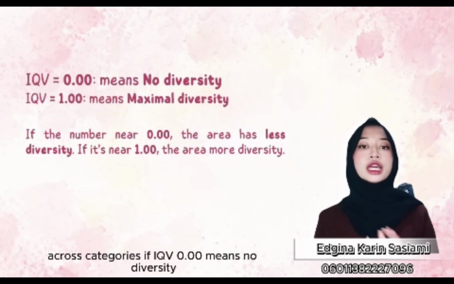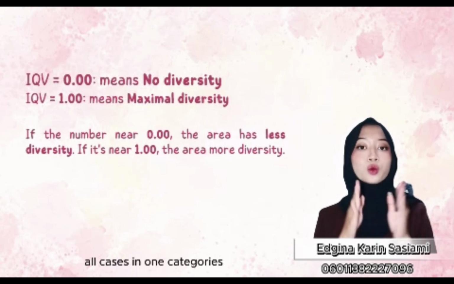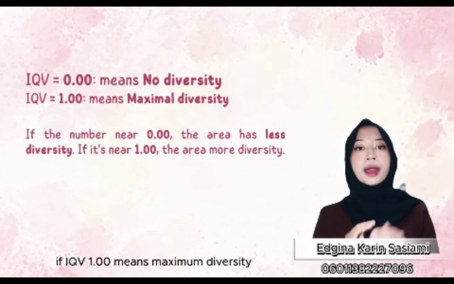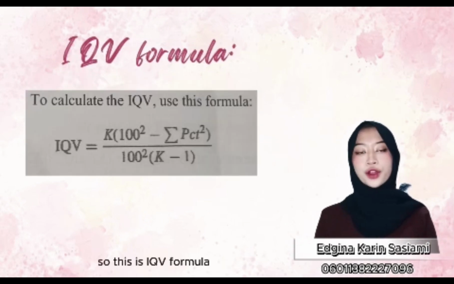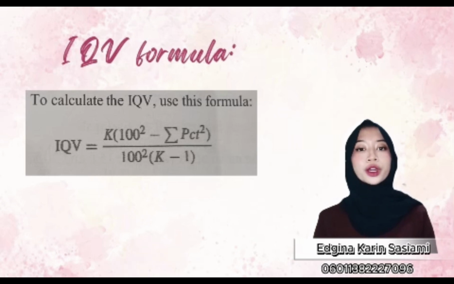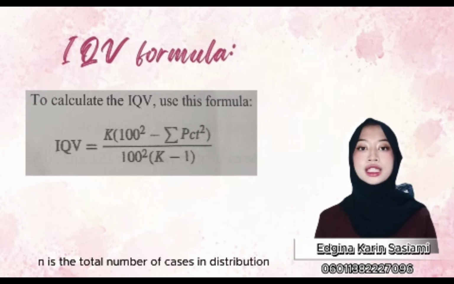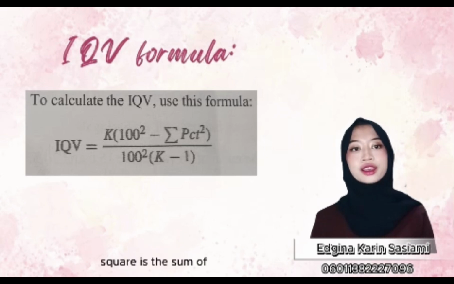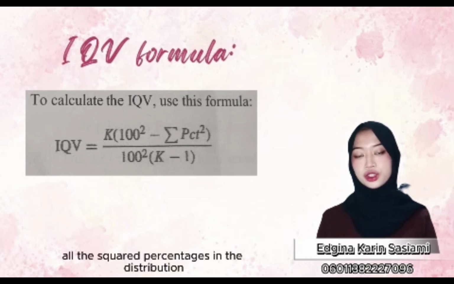An IQV of 0.00 means no diversity, all cases in one category. An IQV of 1.00 means maximum diversity, cases evenly distributed across categories. So this is the IQV formula, where K is the number of categories, N is the total number of cases in the distribution, and sigma P squared is the sum of all the squared percentages in the distribution.